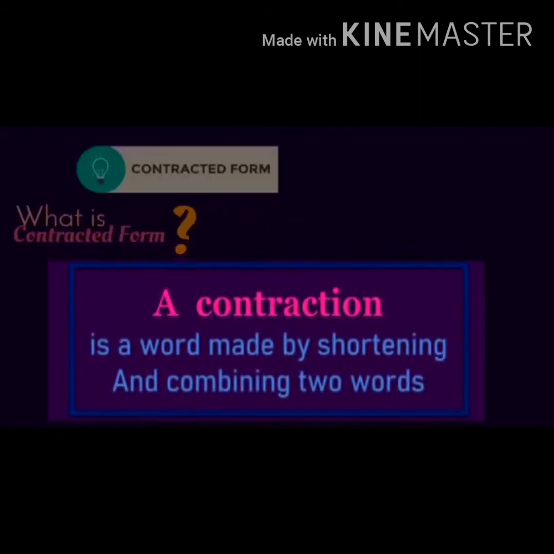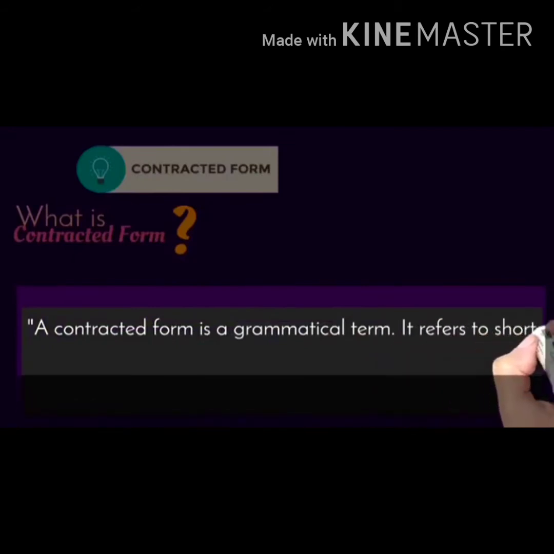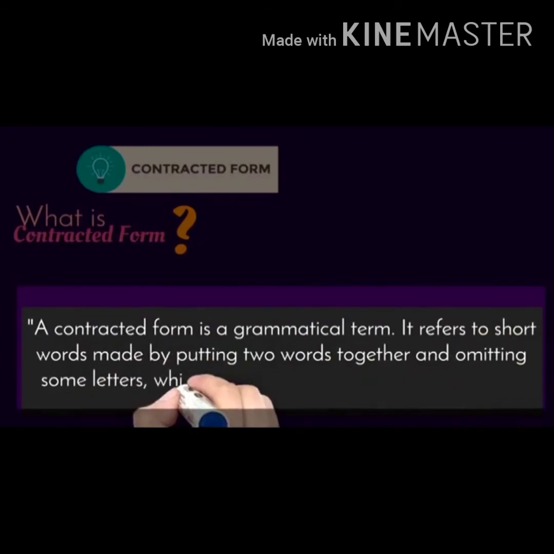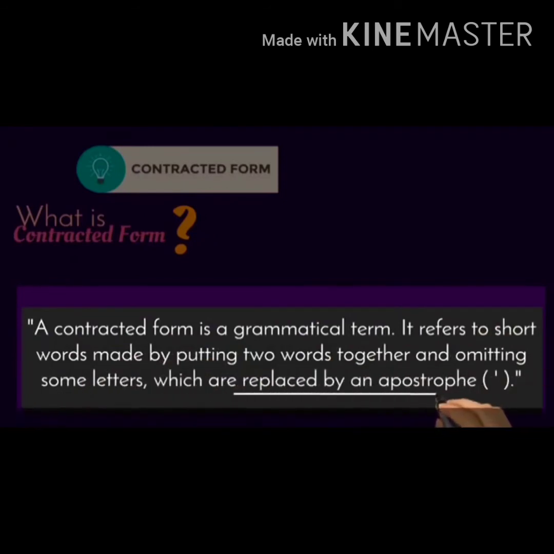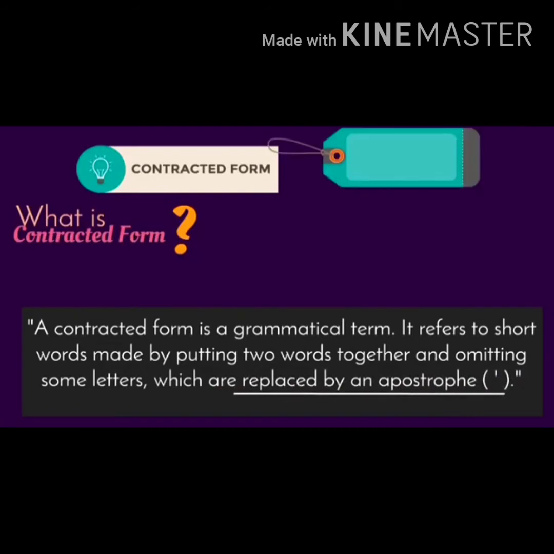A contraction is a word made by shortening and combining two words. Also we can say that a contracted form is a grammatical term. It refers to short words made by putting two words together and omitting some letters, which are replaced by an apostrophe. In our Marathi language we call it Sankshipt Roop.